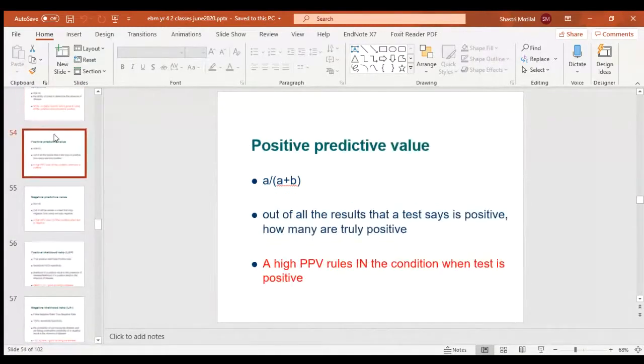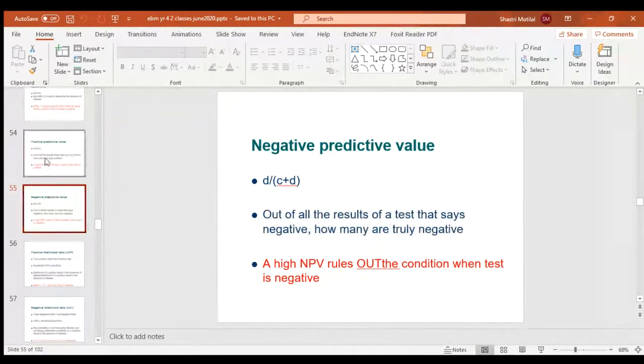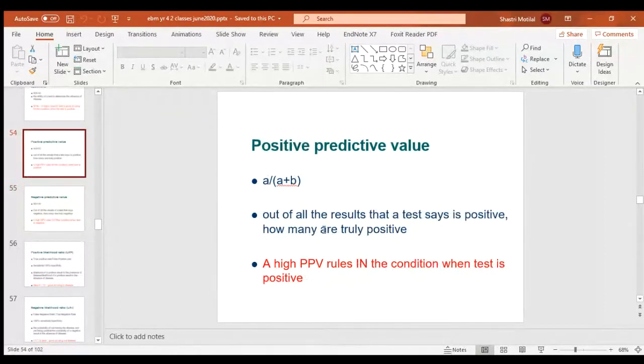The other measures we look at are called the predictive values, and there's a negative predictive value and a positive predictive value. So what are the predictive values? The predictive values now go across the table from left to right rather than down. Out of all the people who have a positive test, which is A plus B, remember A plus B is all the people who have a positive test, not all the people who have the disease. Out of all the positive test results, how many are truly positive?